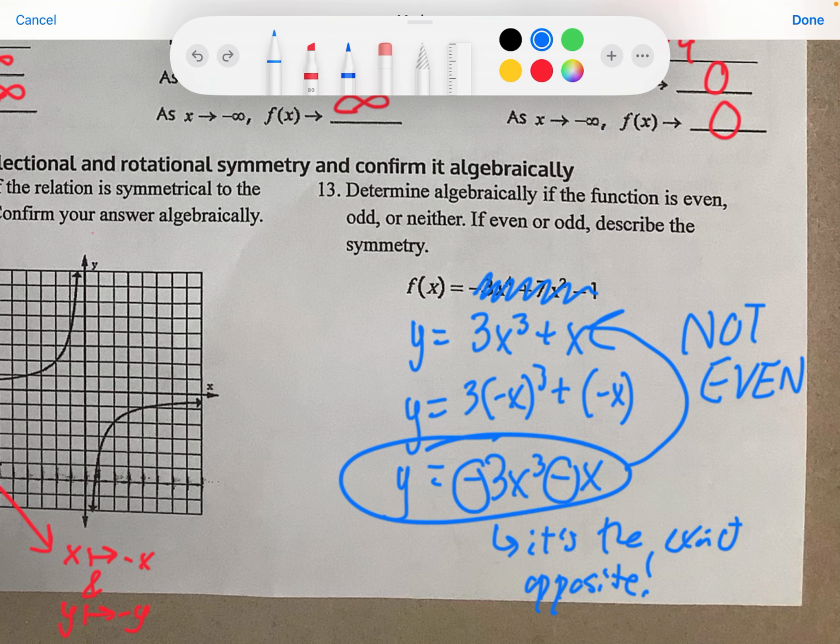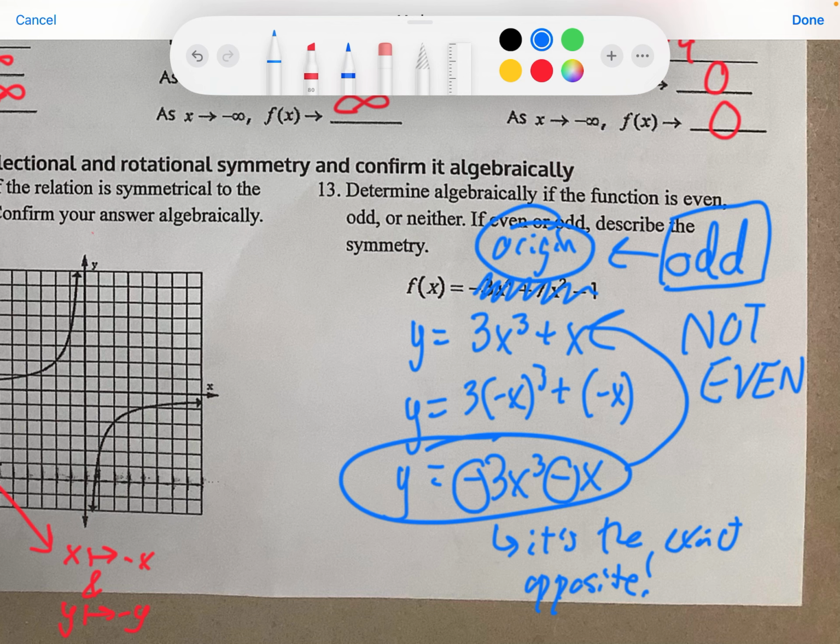So if it has become the exact opposite as to what it was before, that makes it odd. The exact opposite to what it was before makes it odd. If it is the same as it was when you replace x, then it's even. If it's the same except completely reversed, then it's odd, which means this is an odd function. And the symmetry, see if you remember, is origin symmetry.